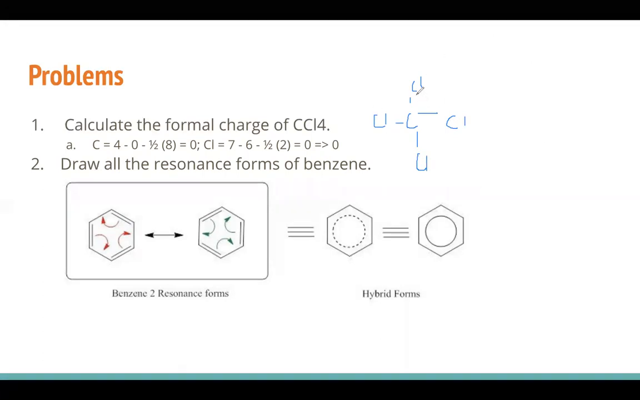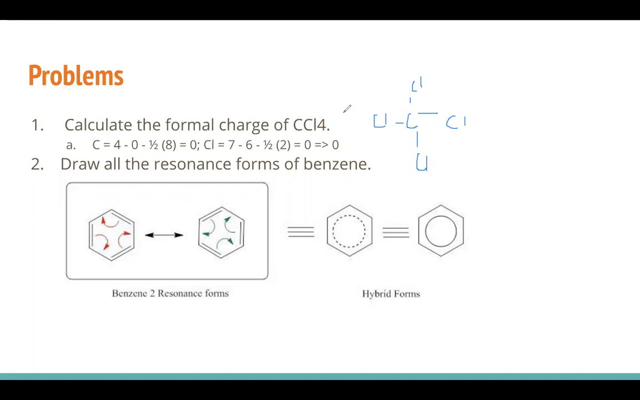So carbon has all of its valence electrons participating in bonds, all 4 of them. And so there's no non-bonding electrons. And then it has 8 electrons involved in bonds, but it only has 4 to itself. And so this is just 4 minus 0 minus 4, that's 0. So carbon has no formal charge.